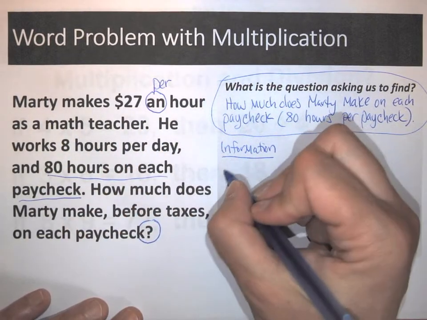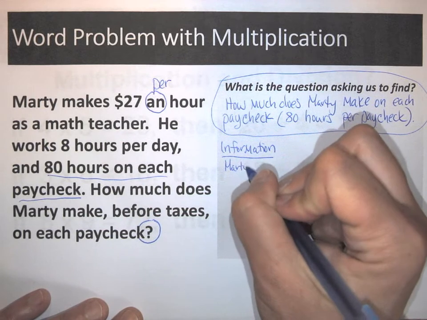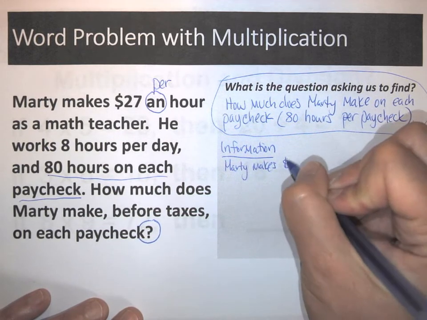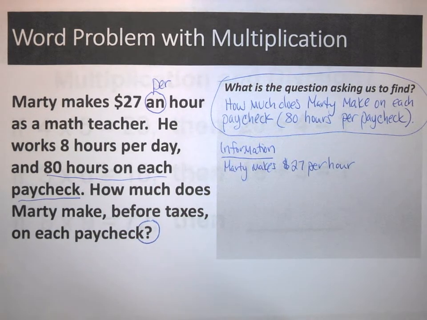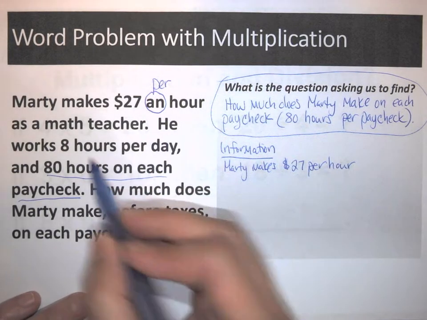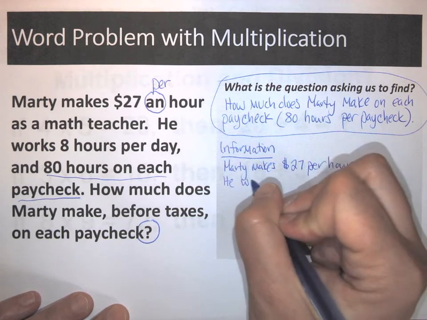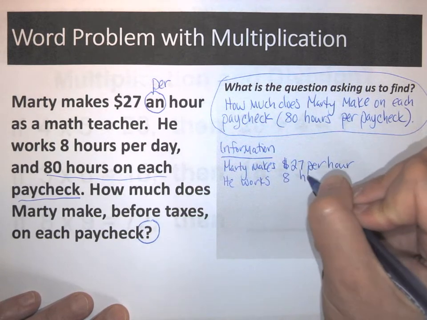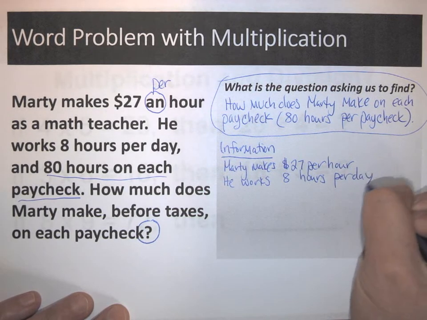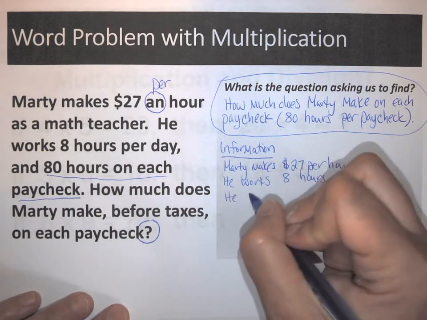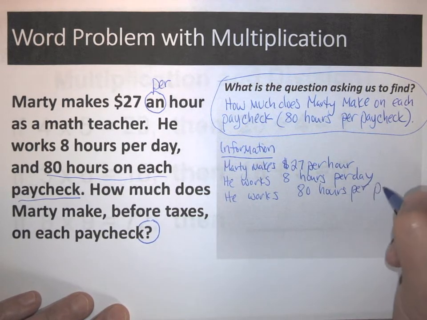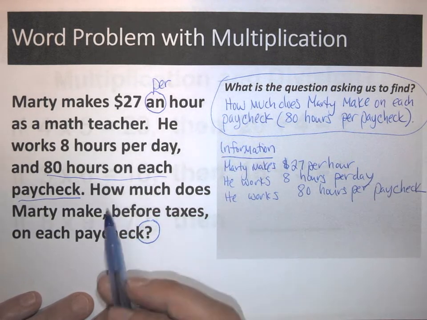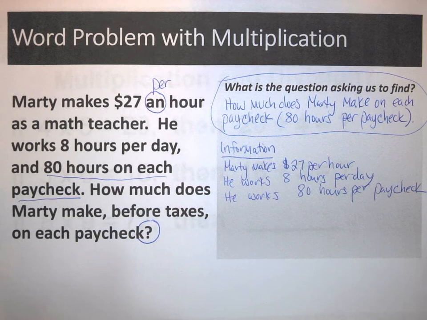Okay, Marty makes $27 per hour. And I can just write it down without having to decide if I need to do anything with it. I'm just going to kind of observe it from a distance. Okay, he works 8 hours per day. He works 80 hours per paycheck. And then here's our question. How much does Marty make on each paycheck?